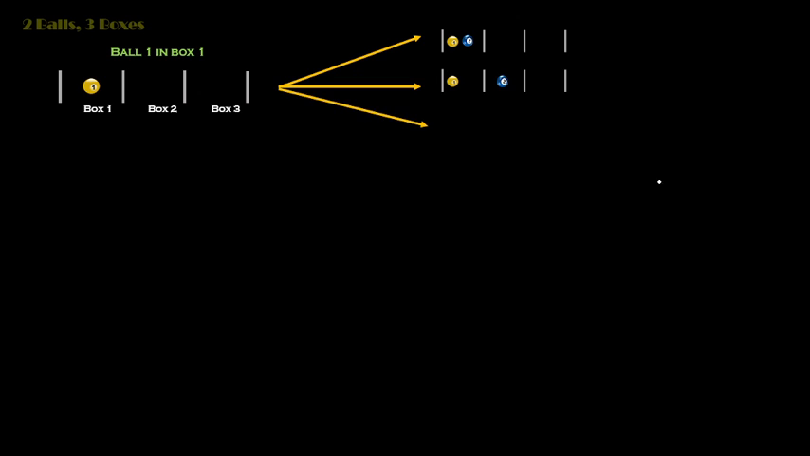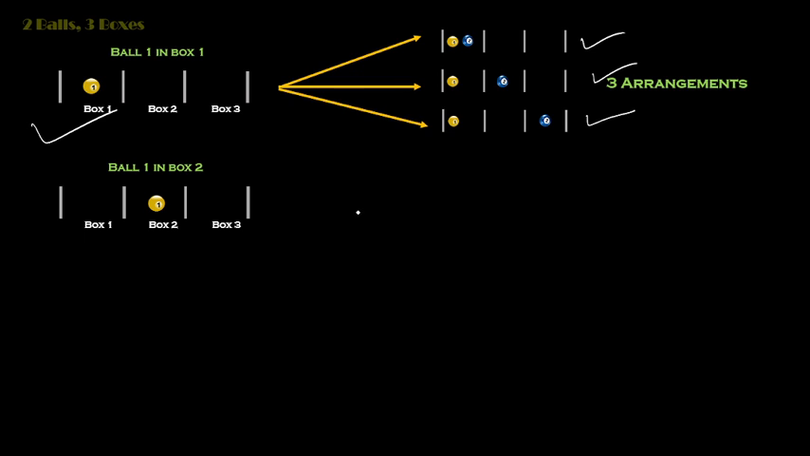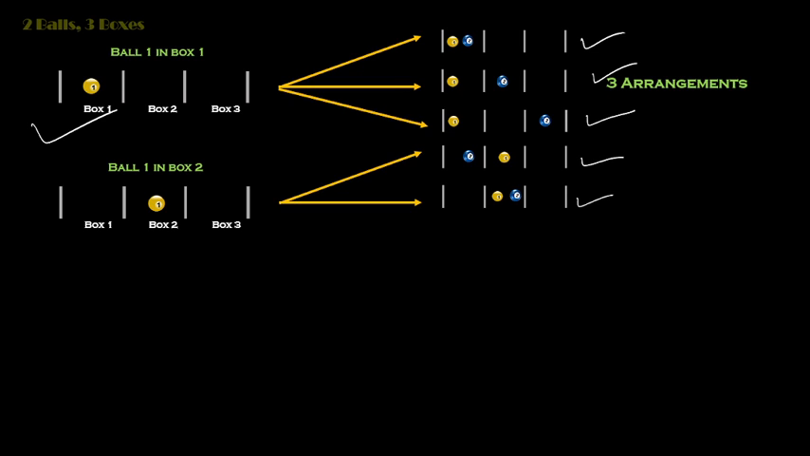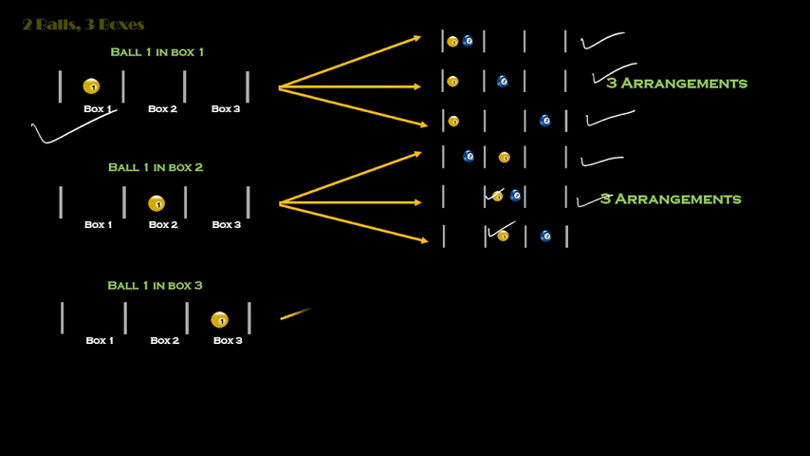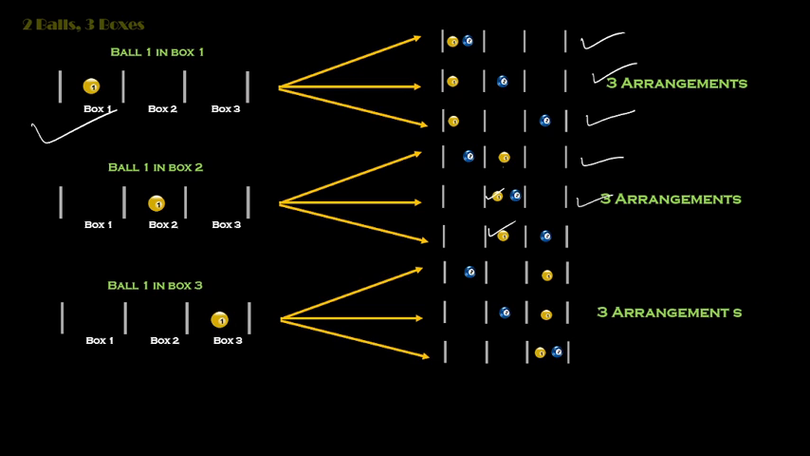So already we have seen these 3 distinct arrangements for 2 balls in 3 boxes when ball 1 is in box 1. When ball 1 is in box 2, again we have 3 distinct arrangements for the second ball. The second ball can be in the first box, in the second box, or in box 3. So with ball 1 in box 2, ball 2 can be in any of the 3 boxes, and again we have 3 different arrangements. When ball 1 is in box 3, again we have 3 distinct arrangements for the second ball.